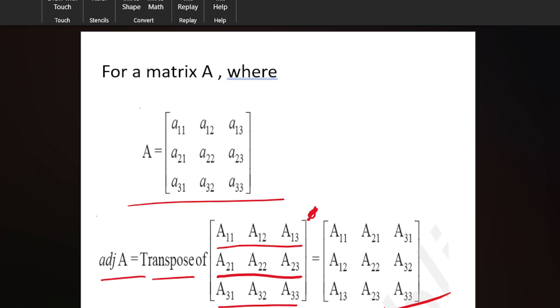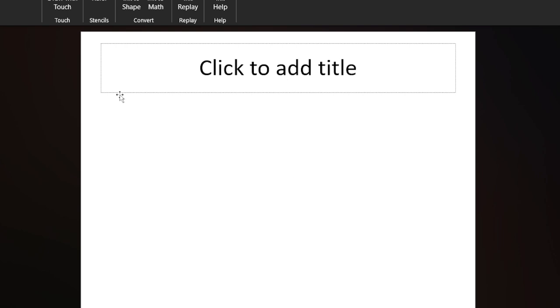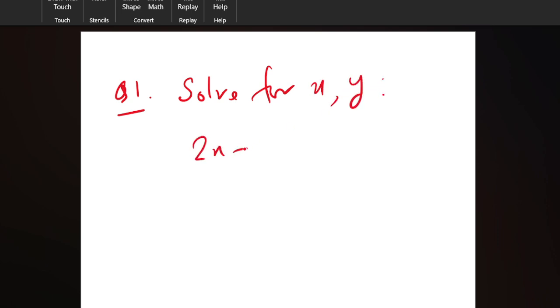Now you can also solve this type of system of equations. You can try using the matrix method. Now you will solve this: solve for x and y. x plus y equals 5, x minus y equals 7. A simple question I am giving.